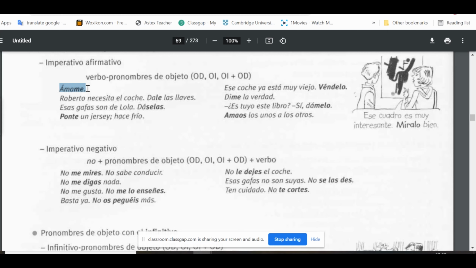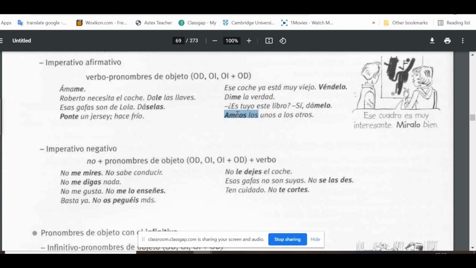So for example, ámame, love me. Dale, give him, give her. Give him the food. Exactly. Dáselas, give it to him or give them to her. Ponte, put it on. Put on, on you, kind of, right? Véndelo, sell it. Dime, tell me. Dímelo, give it to me. Amaos, love each other. Okay.